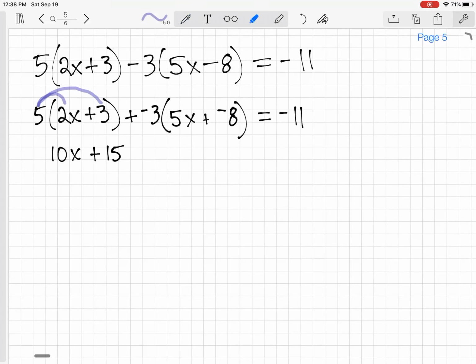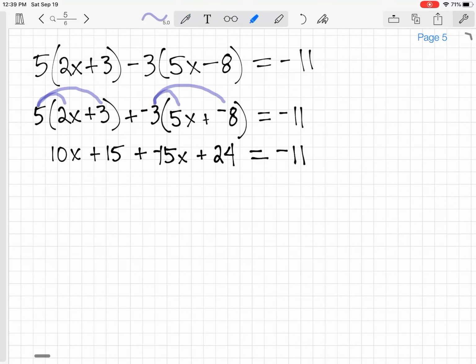Next, let's do that negative 3. So I'm going to multiply negative 3 times 5x, and then negative 3 times negative 8. Negative 3 times 5x gives me negative 15x, and negative 3 times negative 8. 3 times 8 is 24, so negative 3 times negative 8 is going to give me positive 24 because a negative times a negative is positive. And we still haven't even touched that negative 11, so that's going to remain.